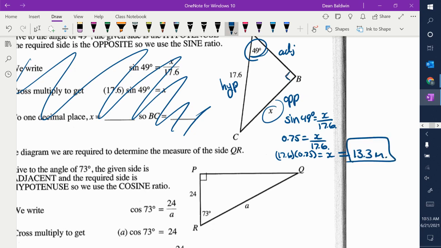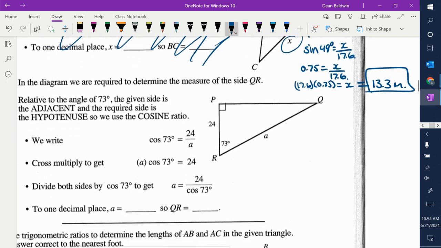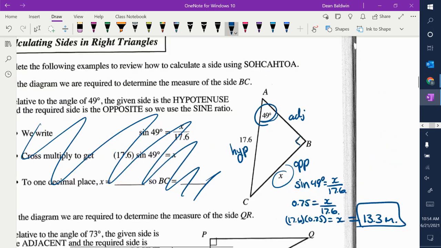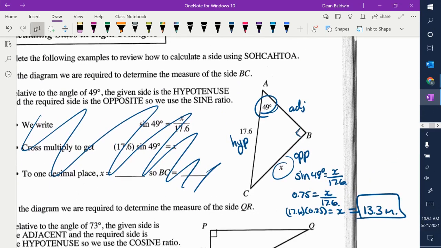I think it's in meters. Is that okay? Sorry? Because the actual word is S-I-N-E. Everybody just drops the E.